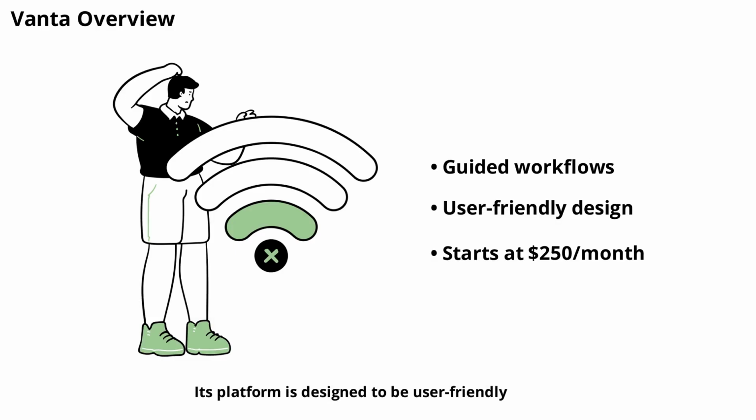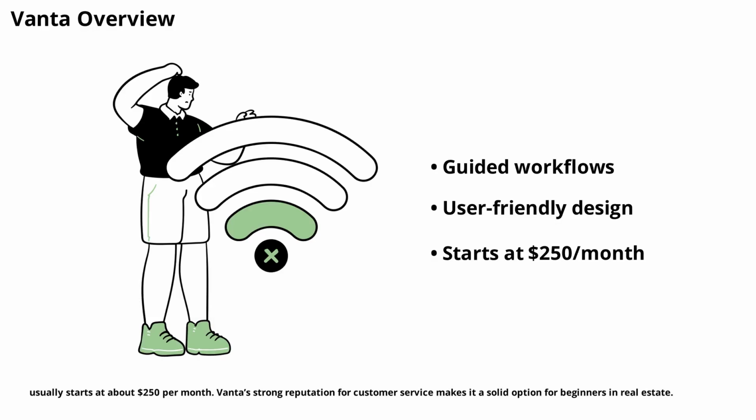Vanta is another popular choice, offering a range of compliance automation features. Its platform is designed to be user-friendly, with guided workflows and helpful support. Pricing for small businesses usually starts at about $250 per month. Vanta's strong reputation for customer service makes it a solid option for beginners in real estate.